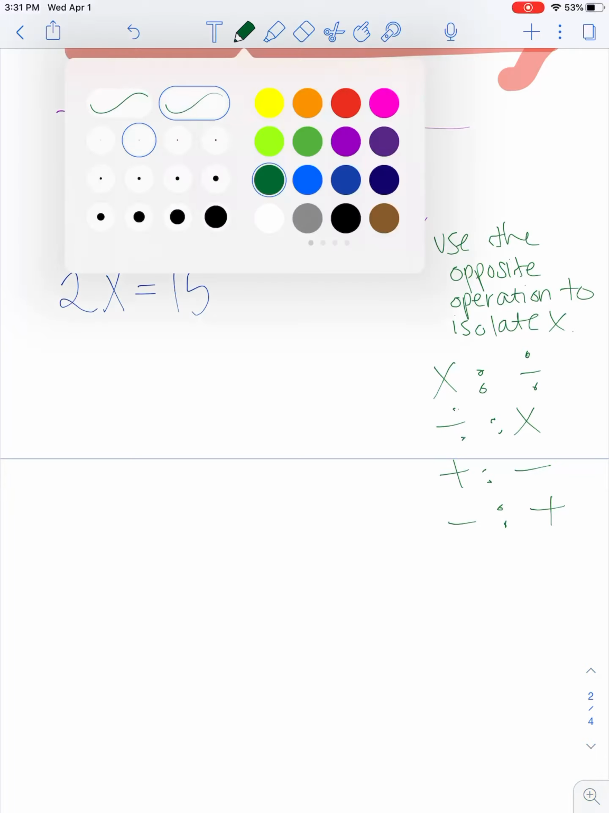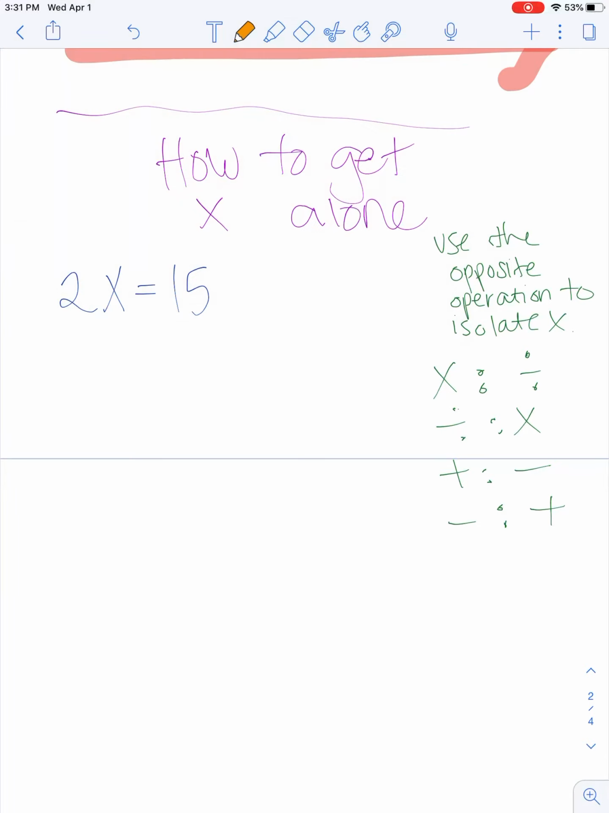So for this one, I want to get rid of this 2. It's being multiplied, right? That's really an invisible multiplication sign. So I'm going to do division to get rid of it. I'm going to divide by 2. And this is a horrible example because that does not work out evenly, but that's okay. So x ends up being 15 over 2 because I had to divide to get rid of it.